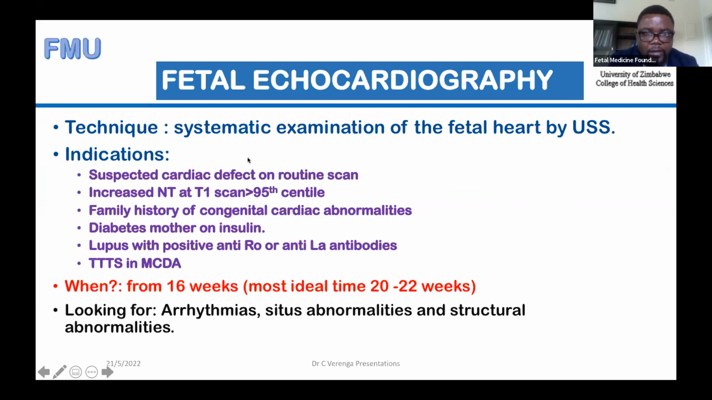And who are these candidates? So anyone with a suspected cardiac defect on routine scan, they need a fetal echo to diagnose and to prognosticate the condition, and also counseling.